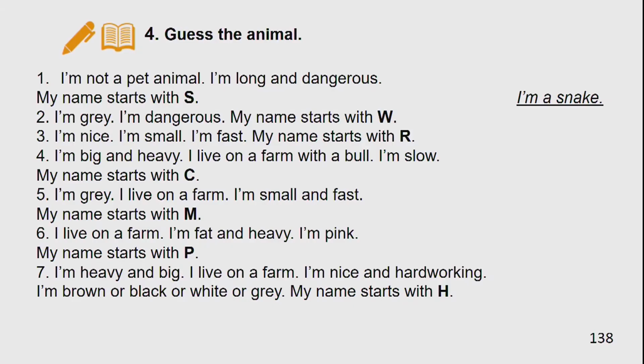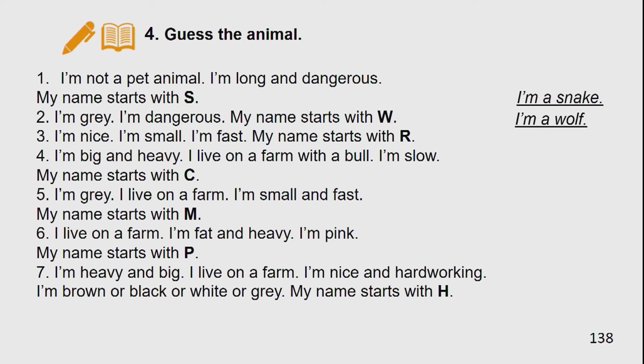If you have finished, check your answers with the partners. Oh, you have different answers. It's okay, let's check the task together. Number 2. I am gray. I'm dangerous. My name starts with W. I'm a wolf.